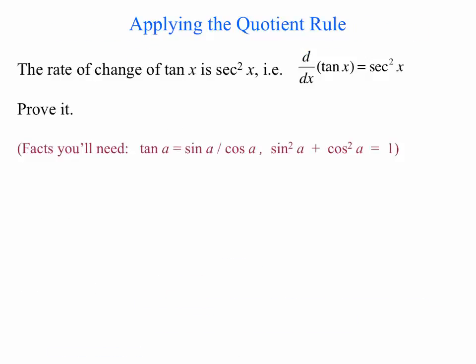All right, so let's apply it here. On your sheet, we said that the rate of change of tangent is secant squared, right? So let's prove that. We'll prove it using the quotient rule, okay? So we'll need to know what tangent is. Tangent equals sine over cosine, and eventually we're going to need sine squared plus cosine squared equals 1.